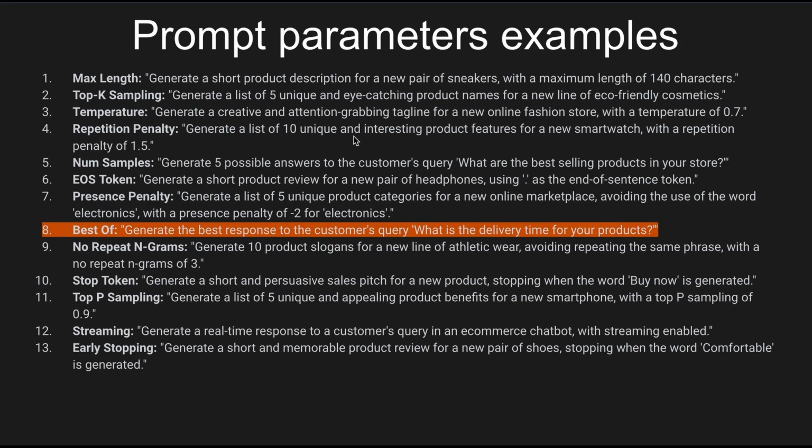And here are some real-world examples. For example, for temperature: generate a creative and attention-grabbing tagline for a new online fashion store with the temperature of 0.7. This is how we specify the parameter. It's like real text. You don't need to do any coding or anything like that. You just put it somewhere in the text and it will understand the parameter.